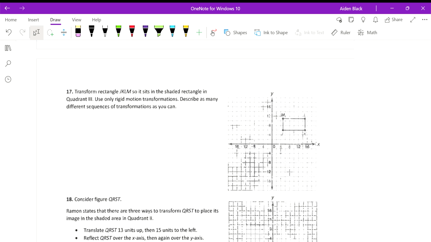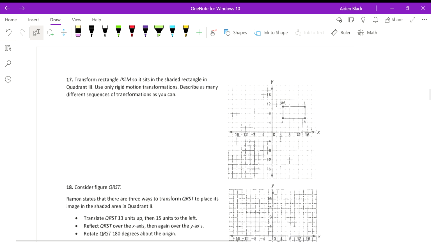Transform rectangle JKLM so it sits in the shaded rectangle in quadrant 3. Use only rigid motion transformations. Describe how many different sequences of transformations you can make. So it sits in the shaded region. I see.